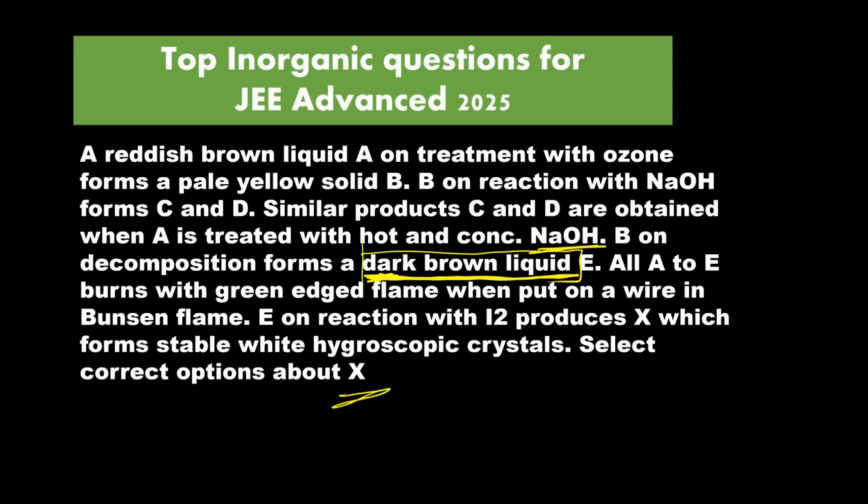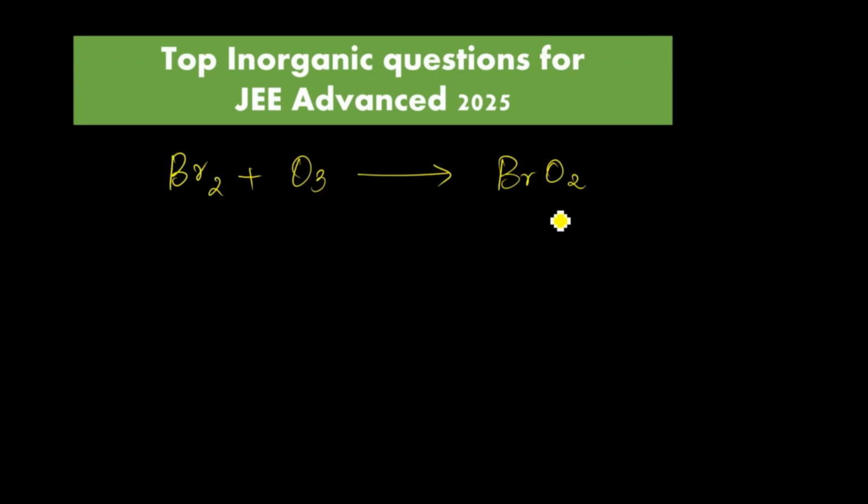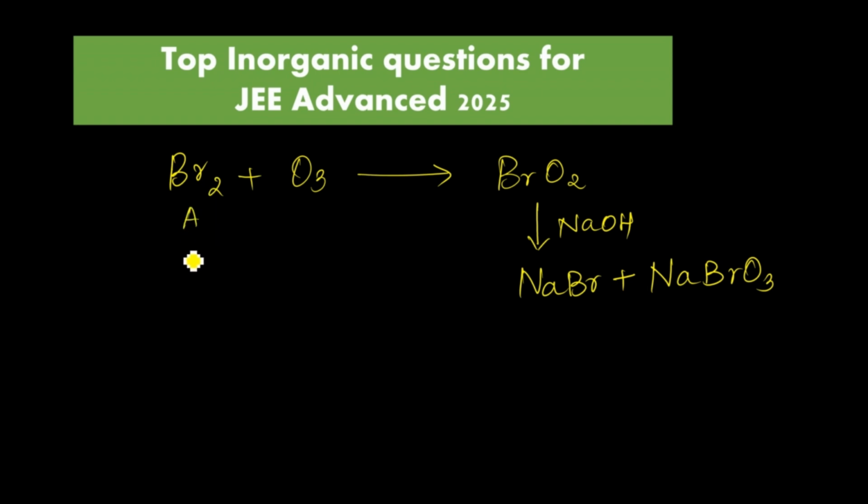The next one, that is B on reaction with NaOH forms C and D. Similar products of NaOH are obtained when A is treated. Okay. So B with NaOH, we got NaBr and NaBrO3, isn't it? The similar products will be obtained when A is treated with NaOH also. So here also we are getting NaBr and NaBrO3. These are C and D.